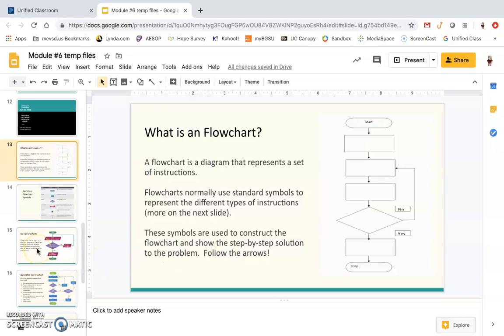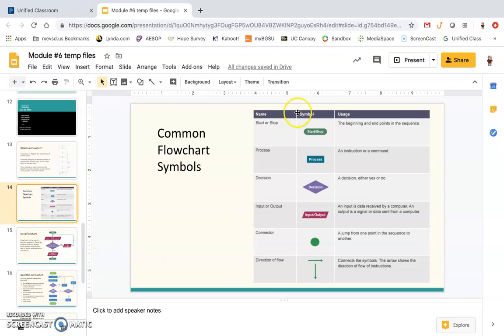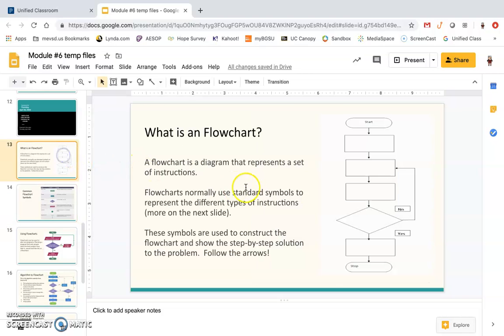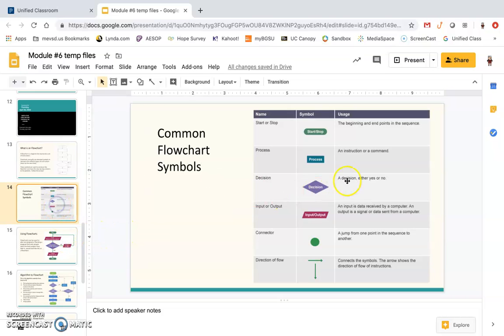So let's look at what those symbols represent. At the top we have the start and the stop, the beginning and end points of the sequence. A rectangle is a process. It's an instruction or command. It's you doing something. A diamond is a decision, which we saw in this example here. This required a yes or no response. So a decision, either yes or no.